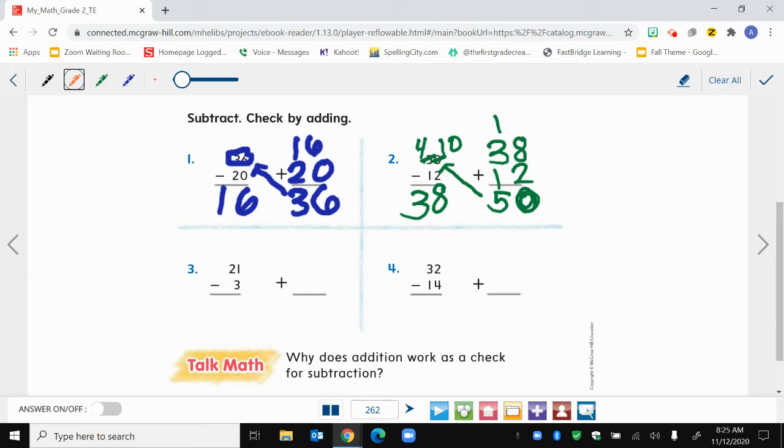Okay, let's try number 3 together. If you need to pause me and I'm moving too fast, remember, that's the nice thing about the video. Just pause me whenever you need to pause me.